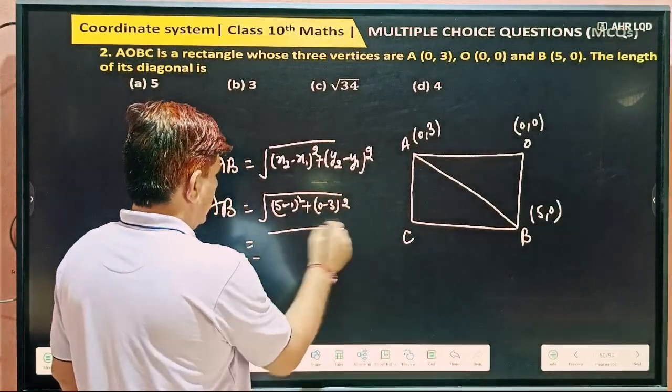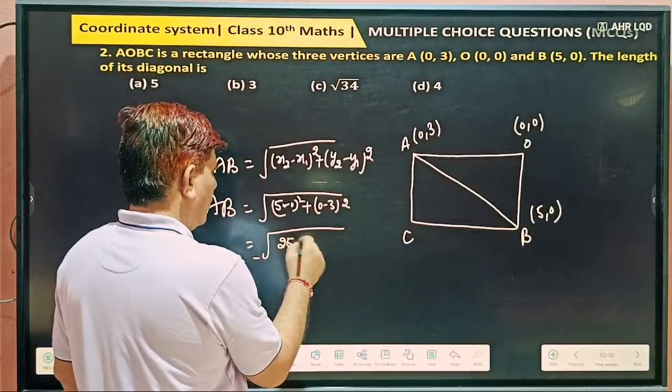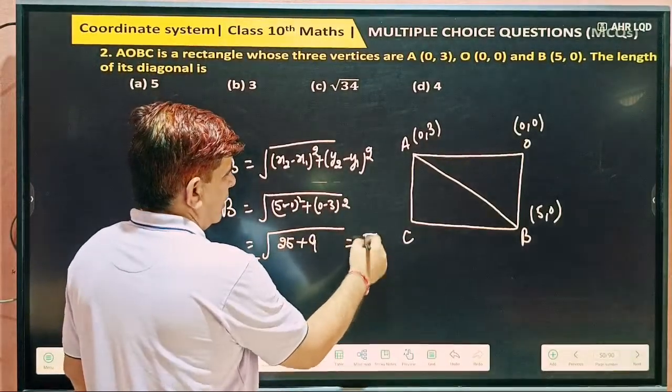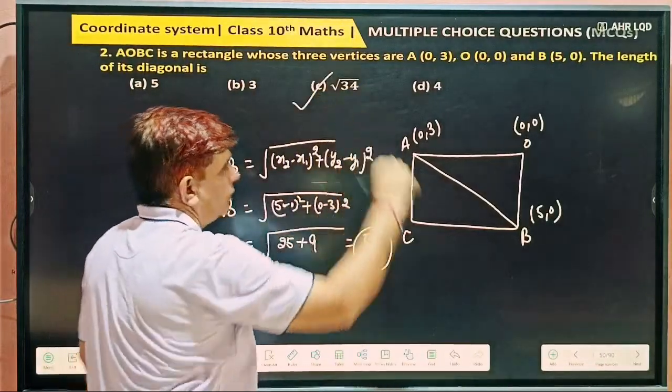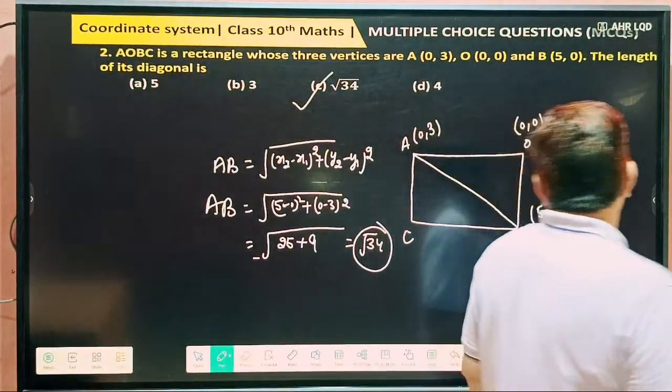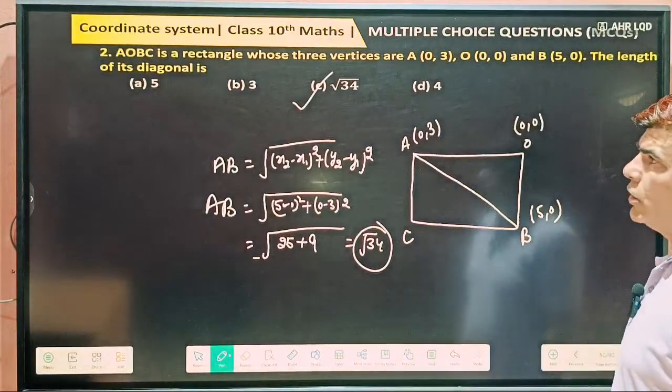What is this? 25 plus 9, and root 34 is your answer. So C is your answer. Got it or not?